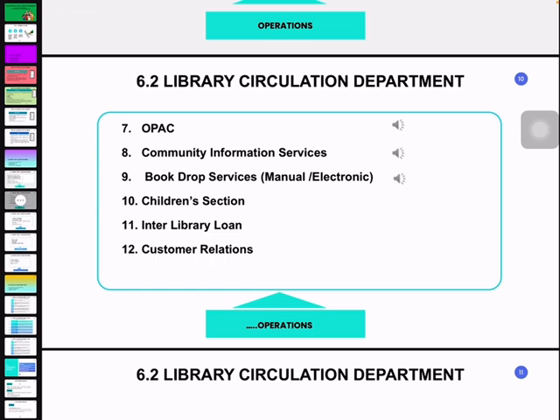Other operations of the library circulation department include OPAC, online public access catalogue, and then community information service, the service beyond the library area. Next, book drop services, either manual or electronic, children's section, interlibrary loan, as well as customer relations.